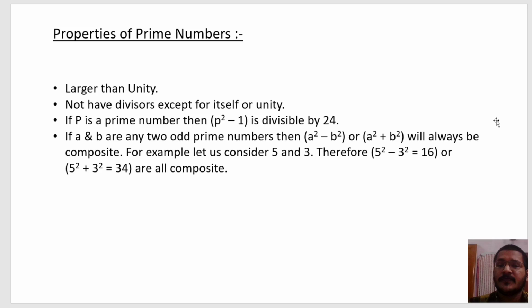Please keep in mind, sometimes people say that 16 and 34 are always even numbers, but that is not the case. There may be some odd numbers also. The case is that it is always composite. So don't make any conclusion that it is an even number or an odd number or something like that. It is a composite number. Please keep that in mind. That is the most important thing.